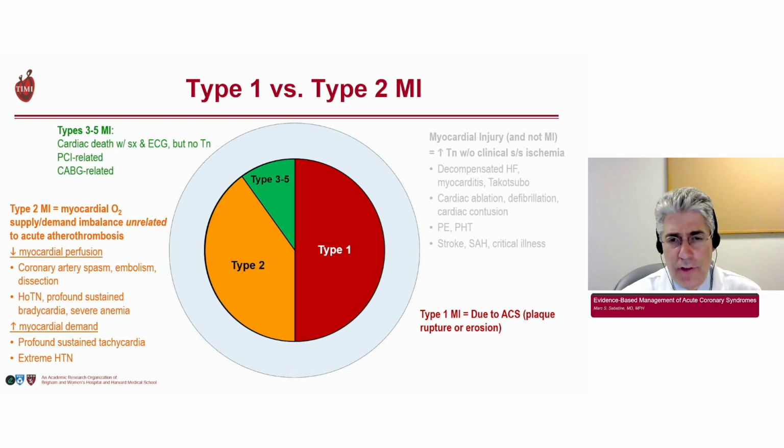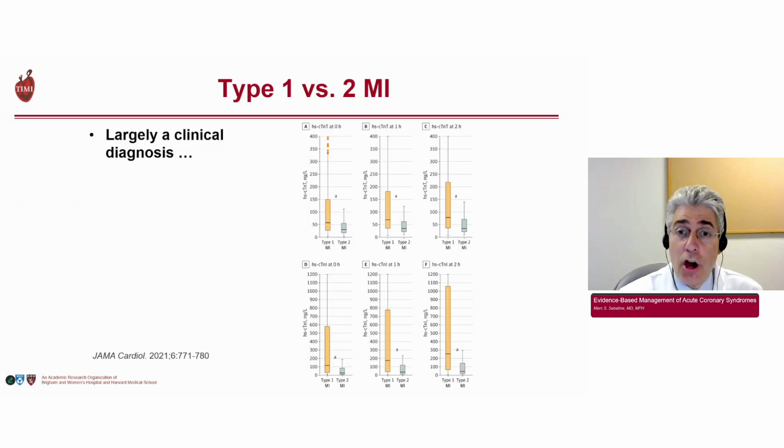And then there's type 3 through 5, which I won't get into. It's hard to tell the difference between type 1 and type 2. It turns out the patient profile doesn't really help you, because the patients who have type 2 MIs typically have pre-existing atherosclerosis. They're just not having an acute coronary syndrome at that moment.